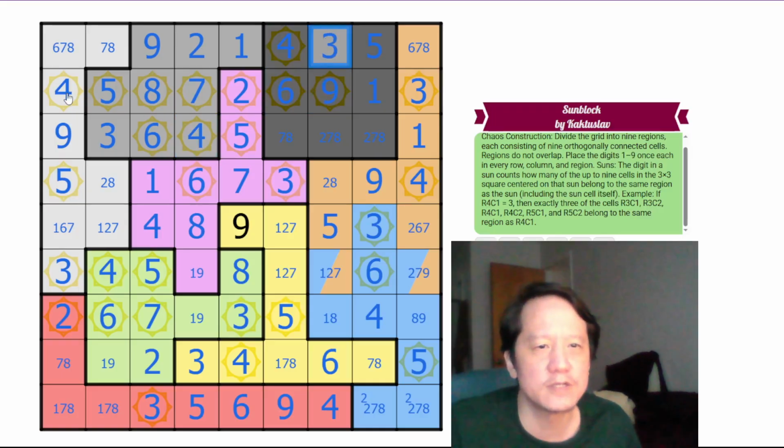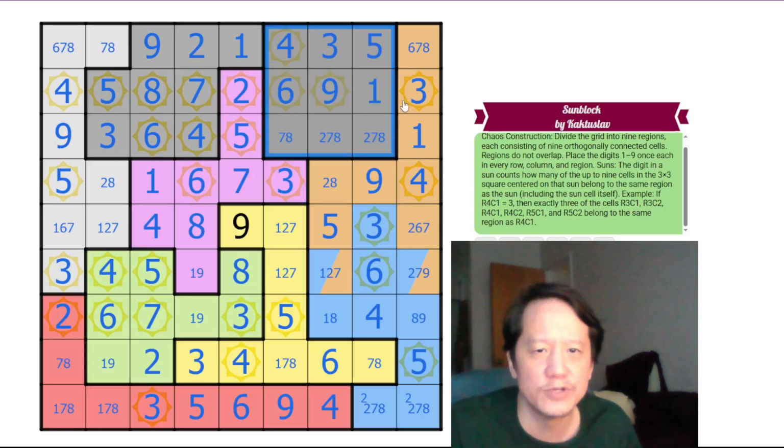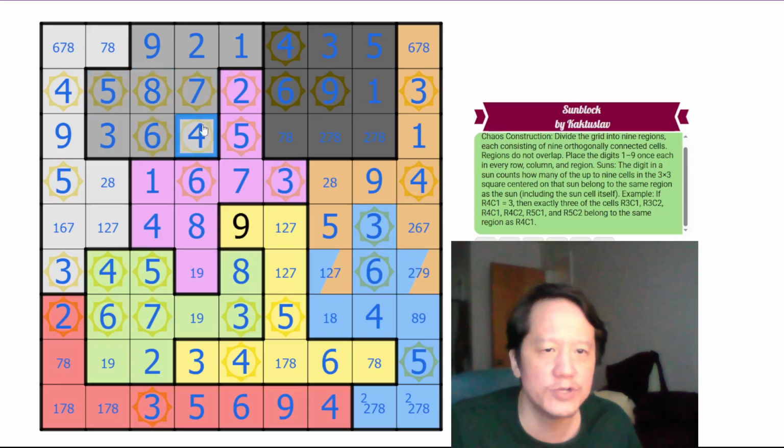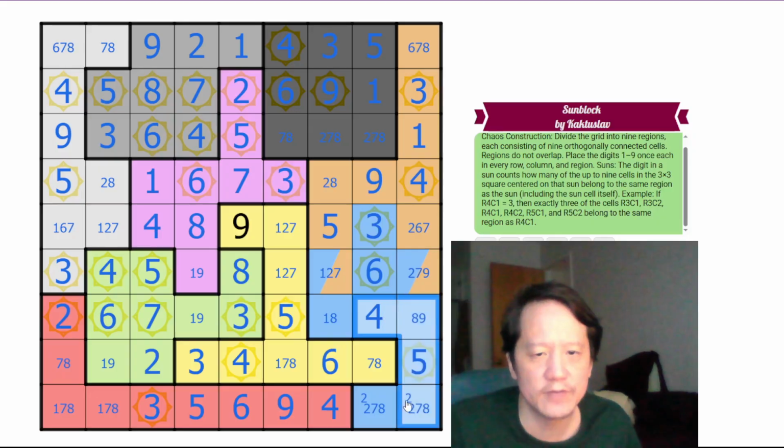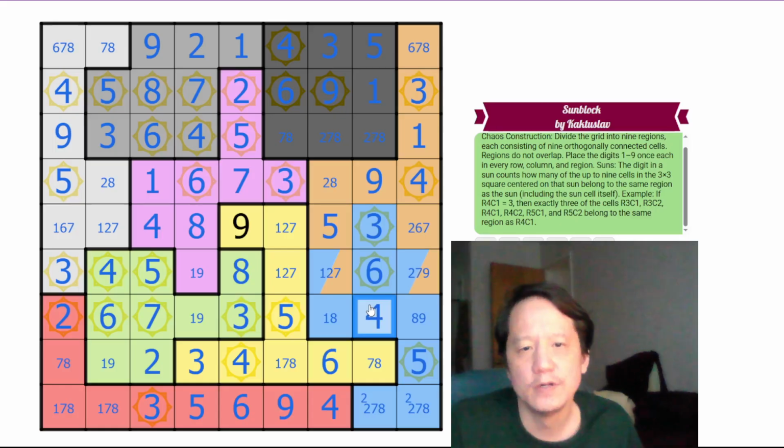4 in the same region, that's correct. 4 in the same region, 5 in the same region, 8 in the same region, 7 in the same region, 2 in the same region, 6 in the same region, 9 in the same region, 3 in the same region, 6, 4, 5, 5, 6, 3, 4, 3, 3, 4, 5, 6, 2, 6, 7, 3, 5, 4, 5, 3 in the same region. So the suns are all done.